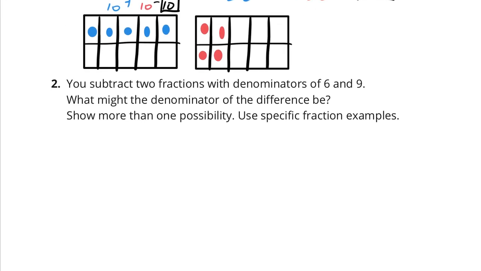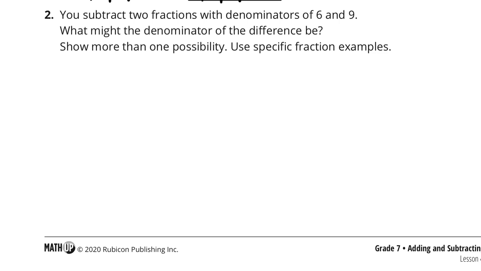Let's look at number 2, where it says you subtract 2 fractions with denominators of 6 and 9. What might the denominator of the difference be? Show more than one possibility and use specific fraction examples. All right. So 2 fractions with denominators of 6 and 9. Okay, let's say it's 3/6. And we have to find when we subtract 1/9, let's say. I'm just making it up.